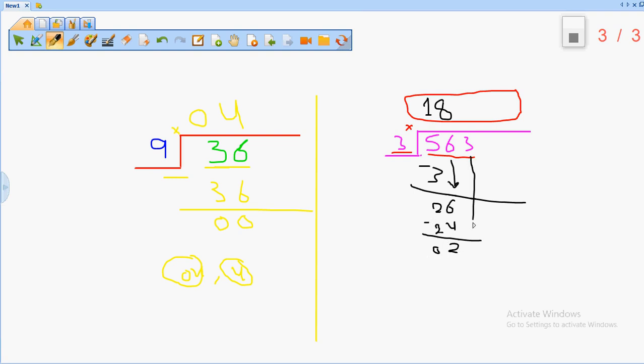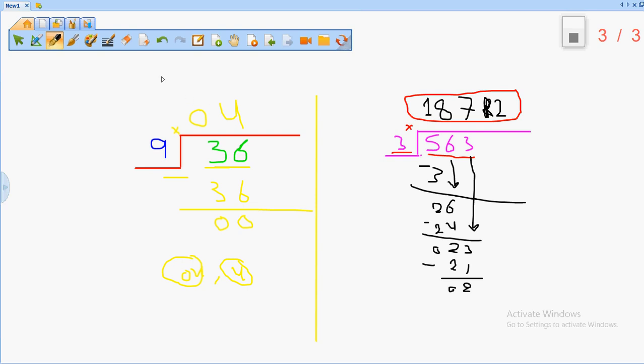Now, the last digit we have to put down. 23 divided by 3 is what? Again, 1, 2, 3, 4, 5, 6. So the closest number here to 23 is 7. 7 times 3 is 21. When you subtract, 2 is left over. So I can say remainder 2 if I don't want to complete my long division. So the answer is 187, remainder 2.